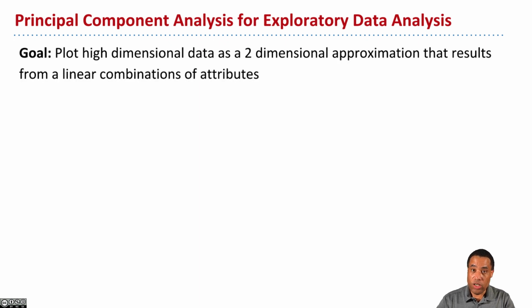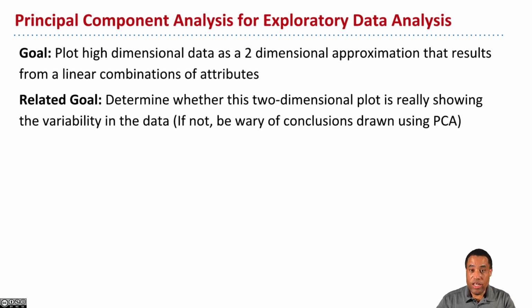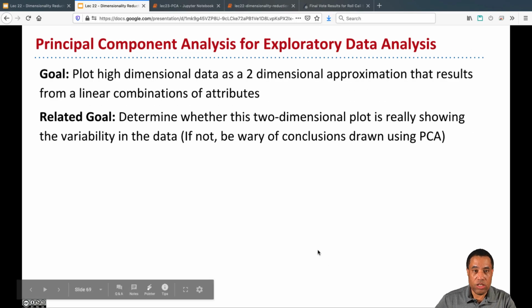The goal here is to take high-dimensional data and plot it as two-dimensional approximations that we get from some linear combination of the attributes. The related goal is to determine whether this two-dimensional plot really shows the variability in our data. If the answer is no, it doesn't capture the variability, then we want to be really careful of any conclusions we might draw from using principal components analysis to develop that plot. Now, let's dive into our notebook and look at some real data.